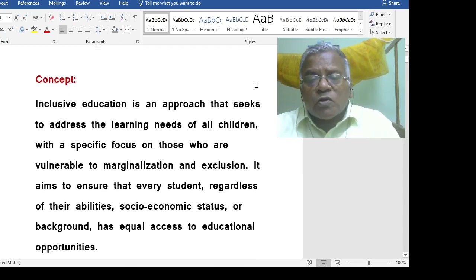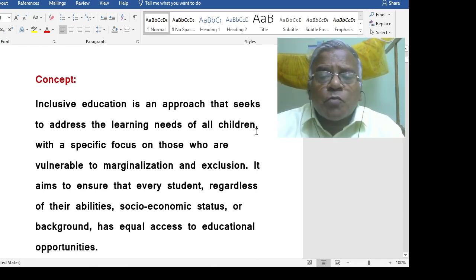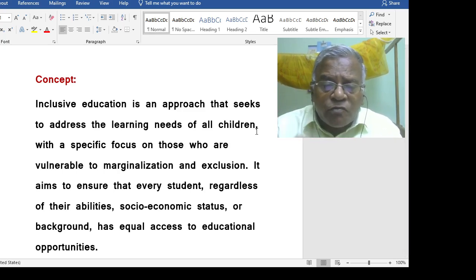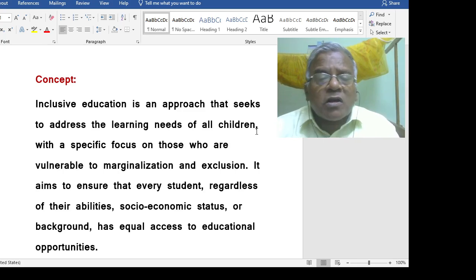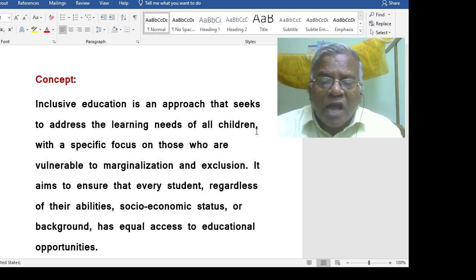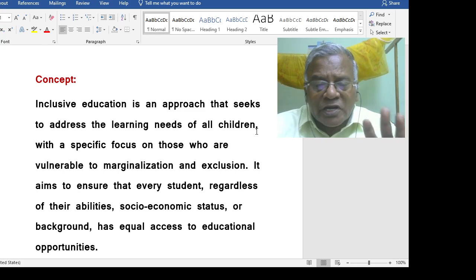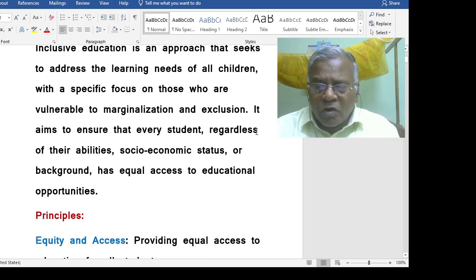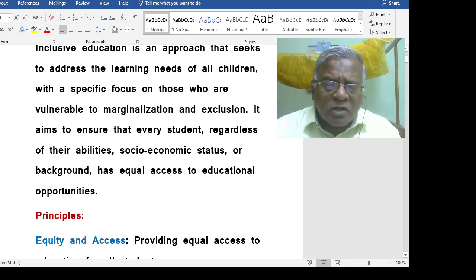What is the concept of inclusive education? Inclusive education is an approach that seeks to address the learning needs of all children with a specific focus on those who are vulnerable to marginalization and exclusion, normally handicapped children. It aims to ensure that every student, regardless of their abilities, socio-economic status or background, has equal access to educational opportunity. That is called inclusive education. Everybody, rich and poor, handicapped and normal, all the students have the right to quality education. That is the idea of inclusive education.